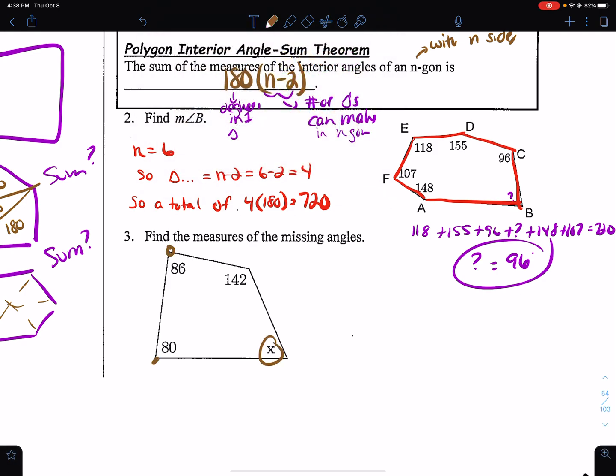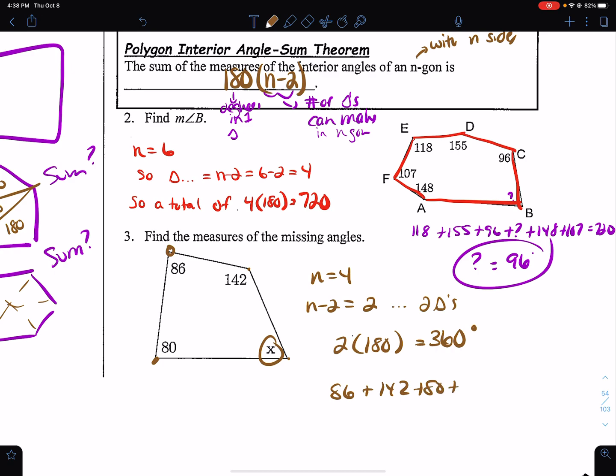Well, I notice that there's 4 sides. So the number of sides here is 4. So n minus 2, which is the number of triangles, is 2. So we can make 2 triangles here. So if we had 2 triangles and each of them has 180 degrees, there should be a total of 360 on the inside. So then that means 86 plus 142 plus 80 plus the angle we don't know should equal 360. And then by subtraction, we would see that angle is 52 degrees.